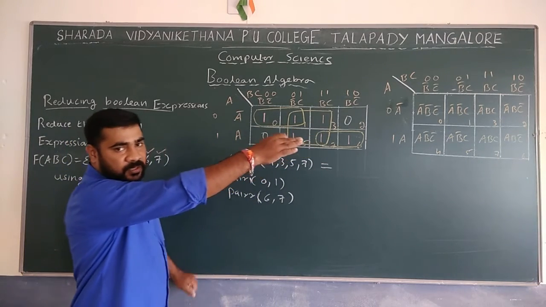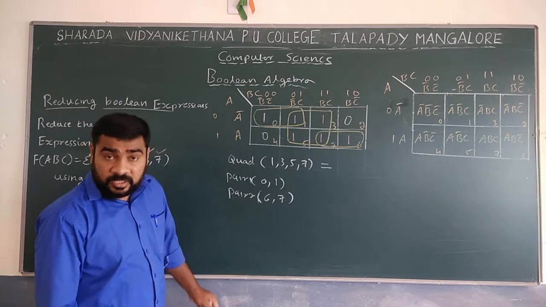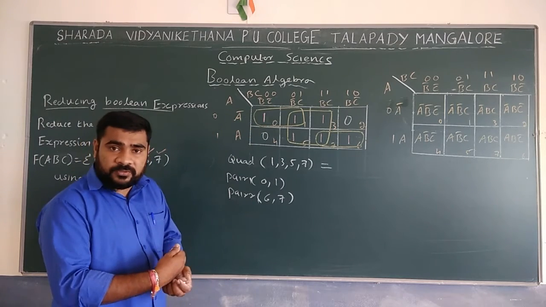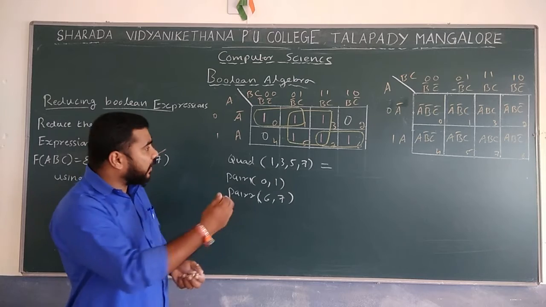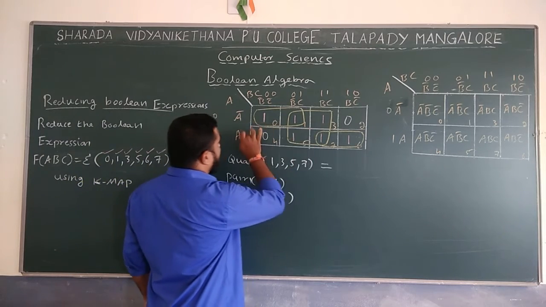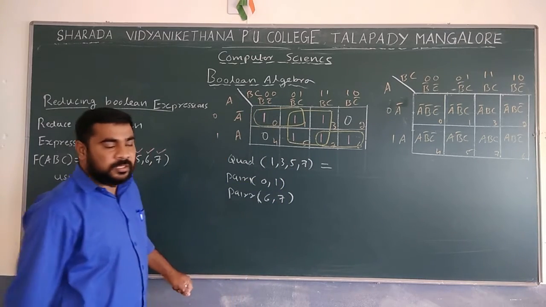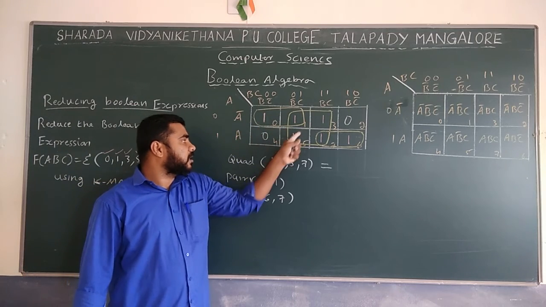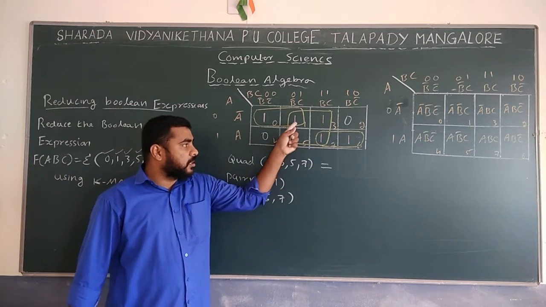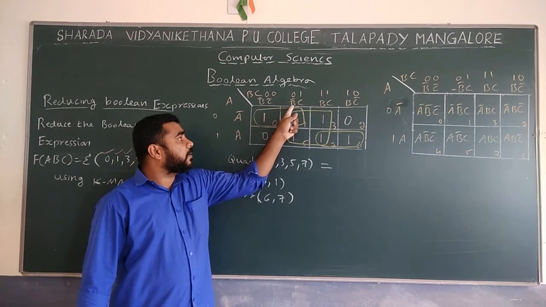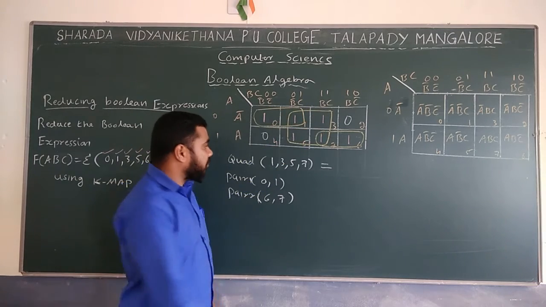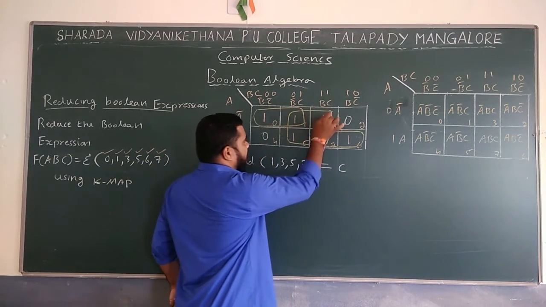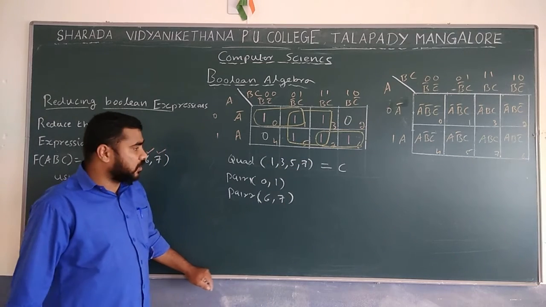We can see that table already; the structure is the same, and by seeing that we can reduce. So that is the method we can use. I will directly write here. For the quad, A dash and A are not a common term, B dash and B are not a common term, but C is the common term for this group.